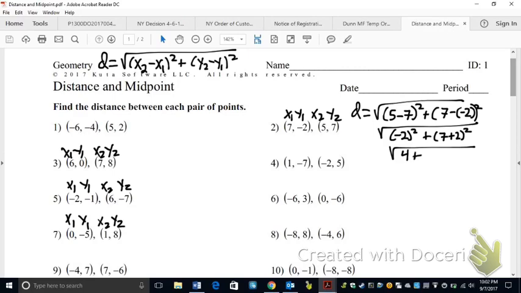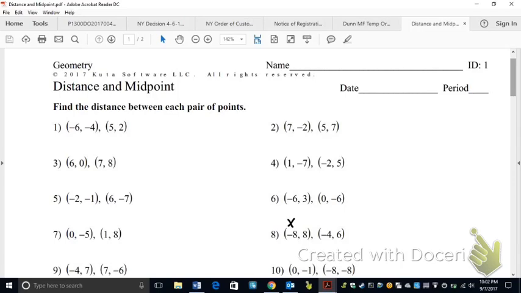Negative 2 squared is 4, plus 7 plus 2, 9, squared. That's going to give us 4 plus 81. Square root of 85. Now, the square root of 85 is an imperfect square, so there's nothing doing there. Now, we also want to look to see whether or not we can factor anything out. The factors of 85 are 5 and 17. Both 5 and 17 are prime numbers, so there's nothing doing there.